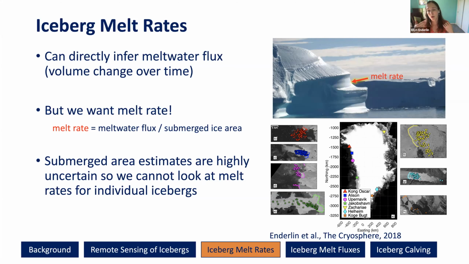So we take our meltwater flux that we can get from looking at these elevation changes over time, and we divide it by the submerged ice area. And these area estimates are really uncertain. I use really simplified geometries for this. You can see though that the geometries are really complex. We can't infer these from surface observations, and they have varying complexity.